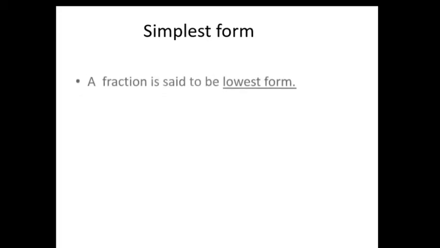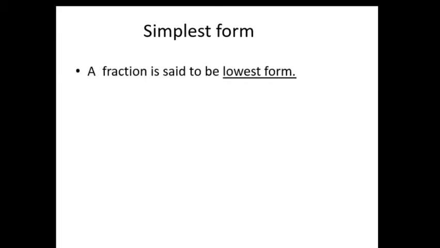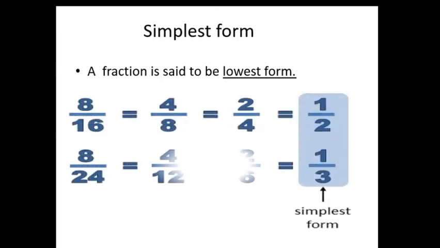Now next one is simplest form. What do you mean by simplest form? Simplest means if any fraction is there, it should be in the lowest form. We have to reduce it. Here is an example we have taken: 8 by 16. How will we reduce? It will reduce to 4 by 8. Next is 2 by 4. Last one is 1 by 2. Now we can't reduce it further. This is the way to reduce to the lowest form.